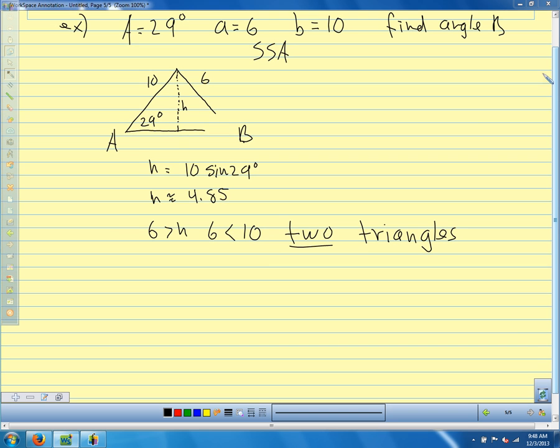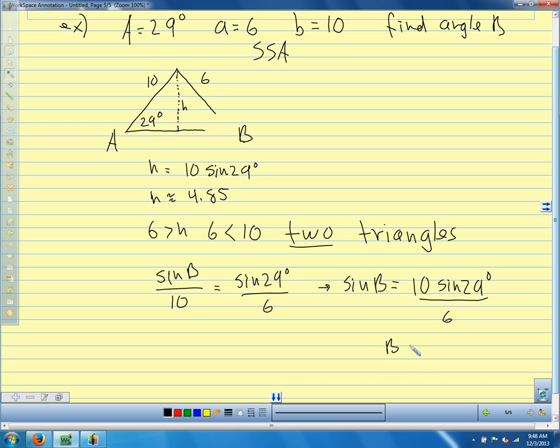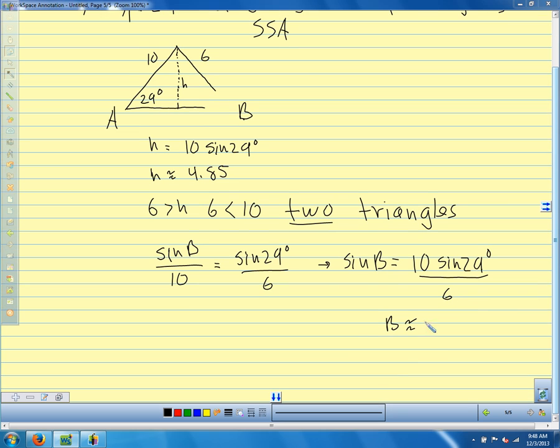So we use law of sines to find angle B, and then we would know that the second possibility was supplementary. So I would say sine B over 10 equals sine 29 degrees over 6. So sine B is 10 sine 29 over 6. And what does that give us for angle B? Someone calculate that out. 53.9.